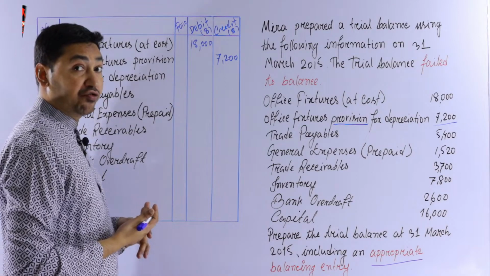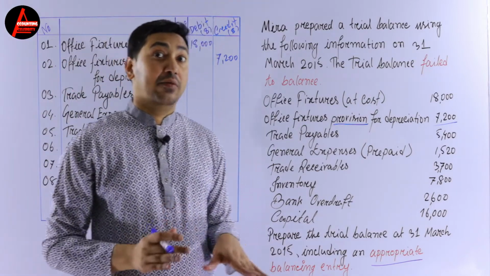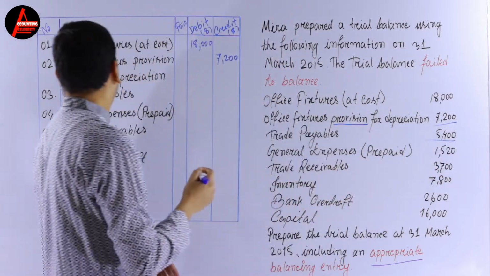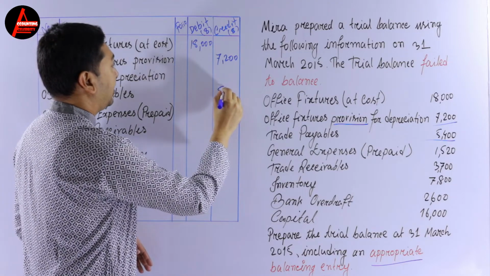Then what you have? Trade payables. You know trade payables are a current liability. Liability comes on the credit side. So right here, 5,400 on the credit column.